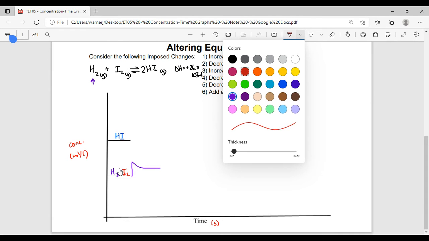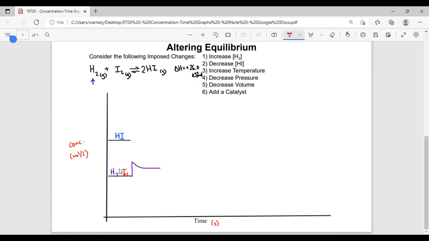At the same time this is happening, though, we have to consider what's happening to the other reactant. If the reaction is shifting towards the products, right? So here our reaction, I'm going to just write in here, shifts to products. If our reaction is shifting to products, that means our other reactant in response should go down, right? So we should see that I2, there's no initial change, but we should also see it slowly going down until it flattens out.